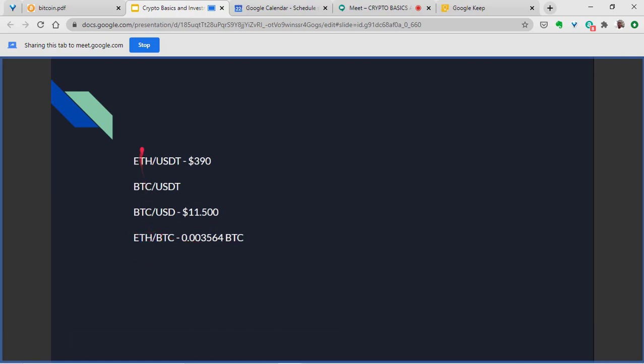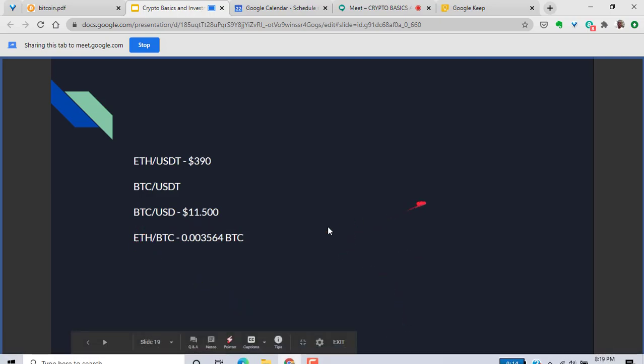Do you get it? Usually the asset is quoted per one, so it's one Ethereum here, one Bitcoin here. So it's 0.0 blah blah blah Bitcoin that I will use to pay for one Ethereum. Any more questions? Do you understand?